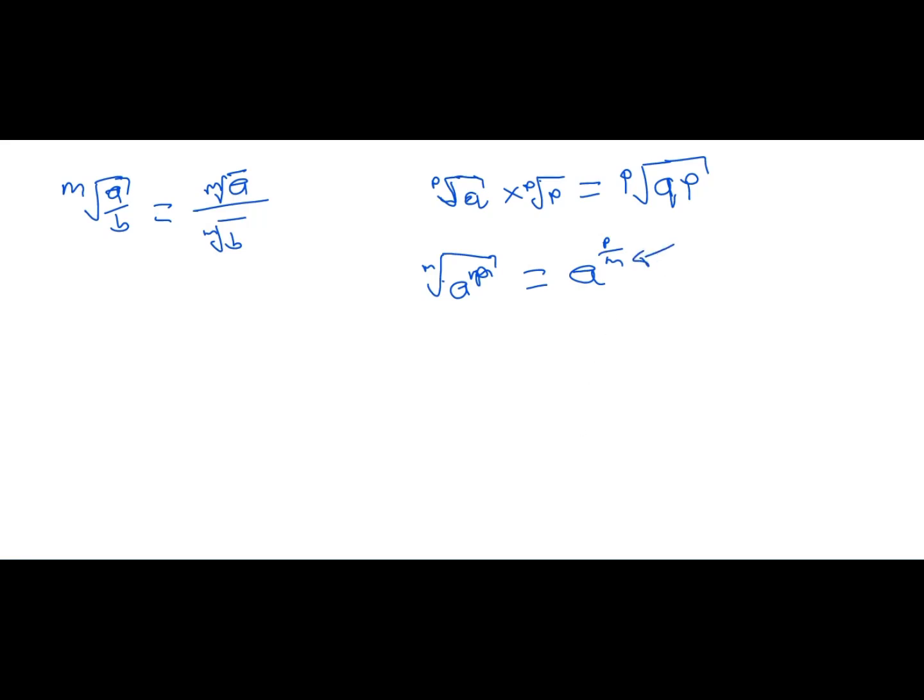So let's check something here. If we have also the root of a with the index 2 and m. Okay, so this is going to be a to the power 1 over 2m. Remember this, if it's like this, they're going to multiply. It's going to be a to the power 1 over 2 times m.